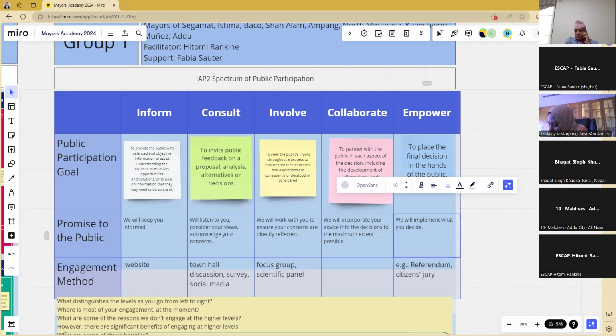This spectrum is a very powerful tool for being intentional about your choices, and very intentional about your choices is reaching, right?